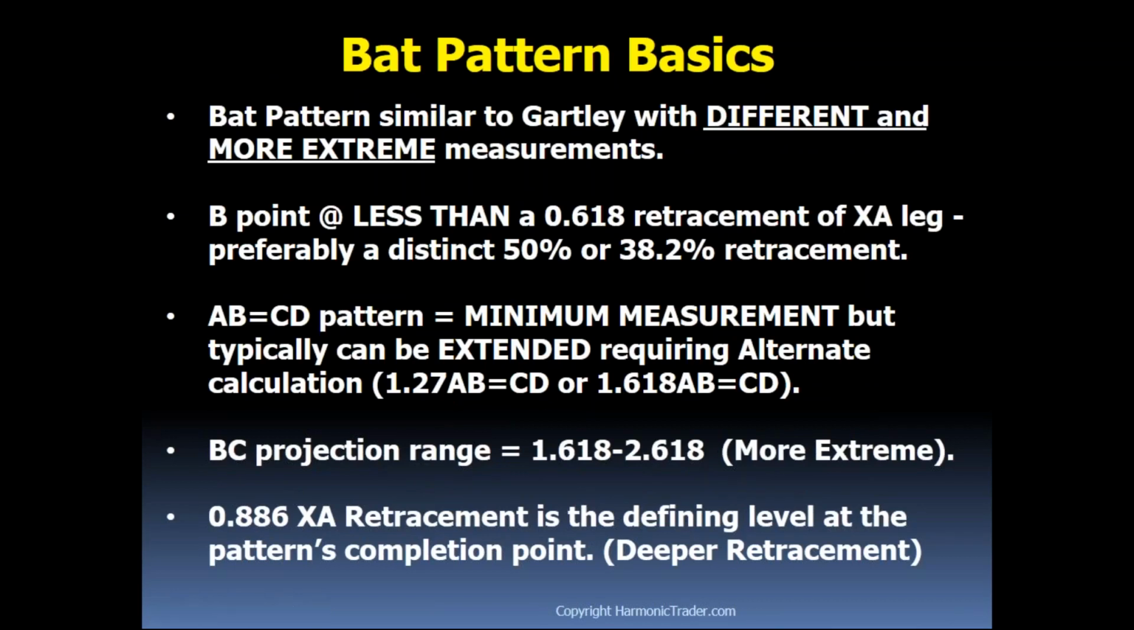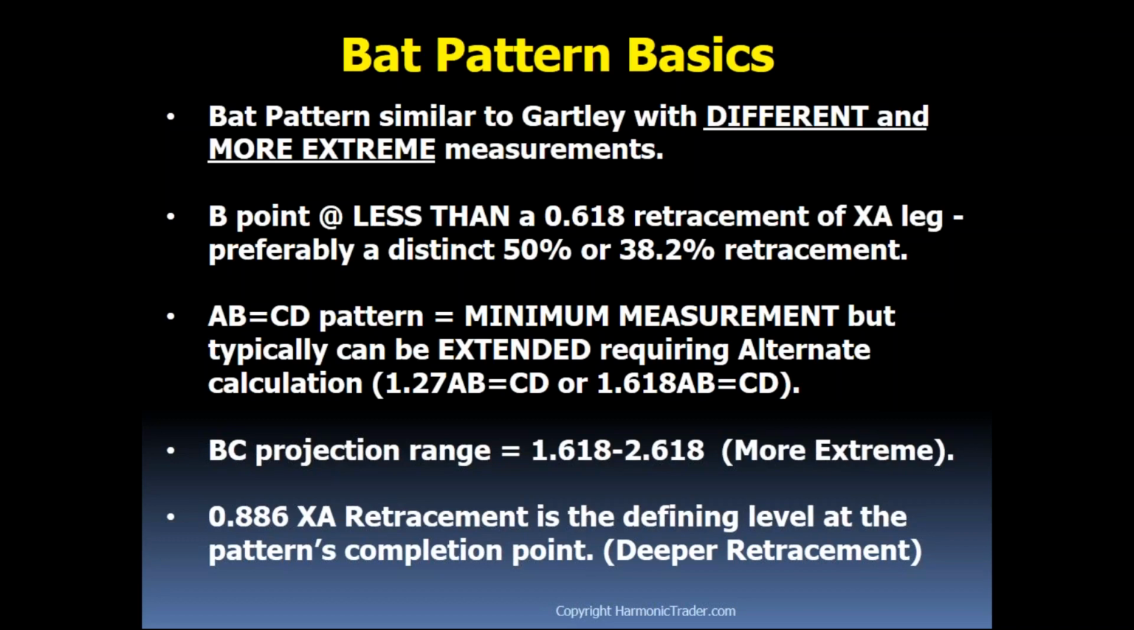Now let's look at the BAT pattern, because this will exemplify and really illustrate the differences. Because the BAT and the Gartley are similar, but the BAT is different and has more extreme measurements. First, we look, of course, at the midpoint of B. That's typically less than a 618 retracement. Usually it's going to be a 50% or even a 38.2% retracement.